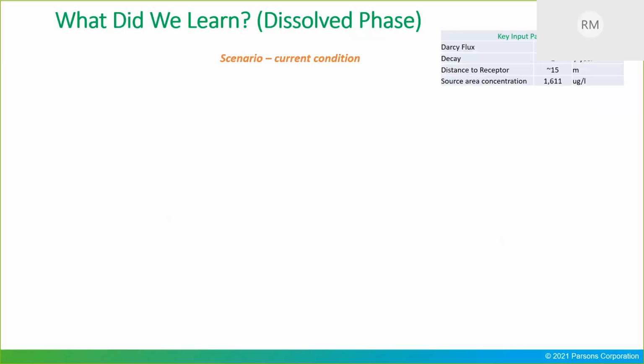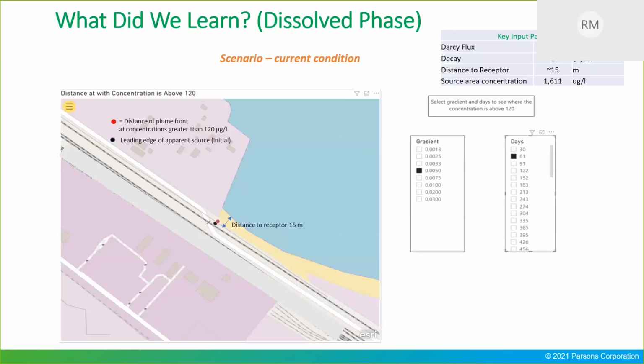So now I'm going to briefly talk about what we learned, or what the preliminary result was from our case study. First, we use the Power BI front end to show the visual map, and this is based on the current condition. Here you can see this black dot is the leading edge of apparent source, and the red dot is the distance of plume front at concentrations greater than 120 micrograms per liter. For the dissolved phase, we look for benzene. Here you can see the distance from the leading edge of apparent source is 15 meters.